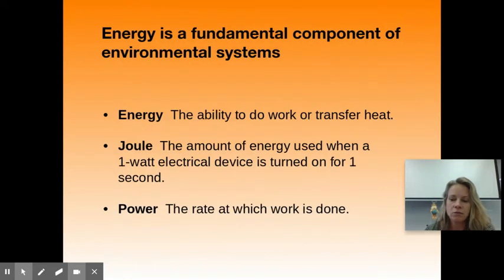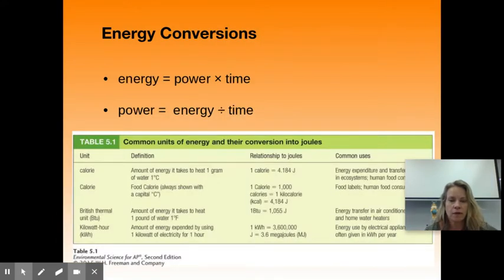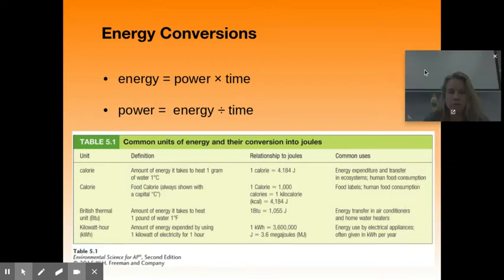All right, so energy, just some definitions. Energy is the ability to do work. We measure that usually in joules. A joule would just be the amount of energy that we use when a 1 watt device is turned on for 1 second. And then power is the rate, so like how much per time. Here's how we calculate energy. Energy is simply power times time, whereas power is energy divided by time. So how much energy do we use per hour, per minute? That would be power.